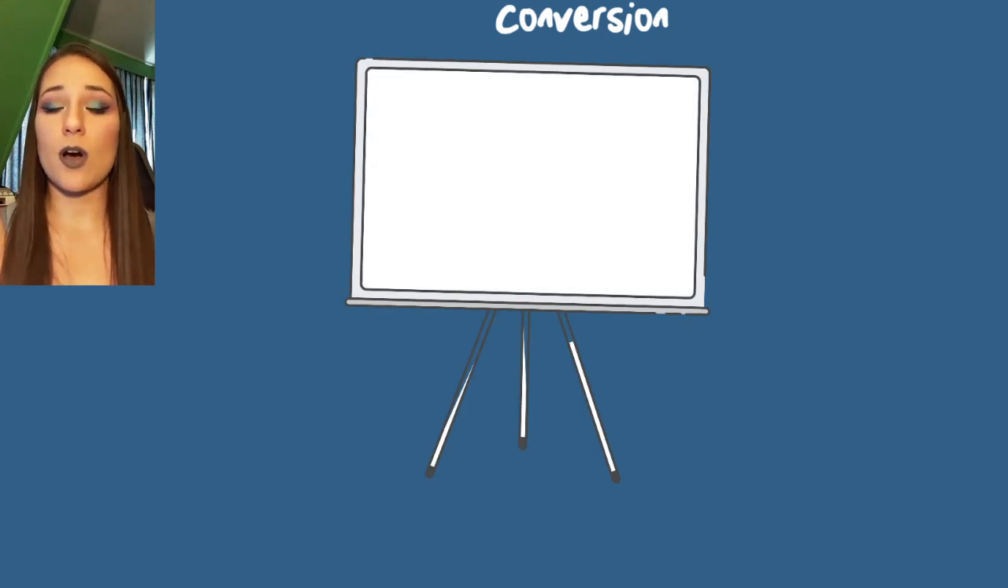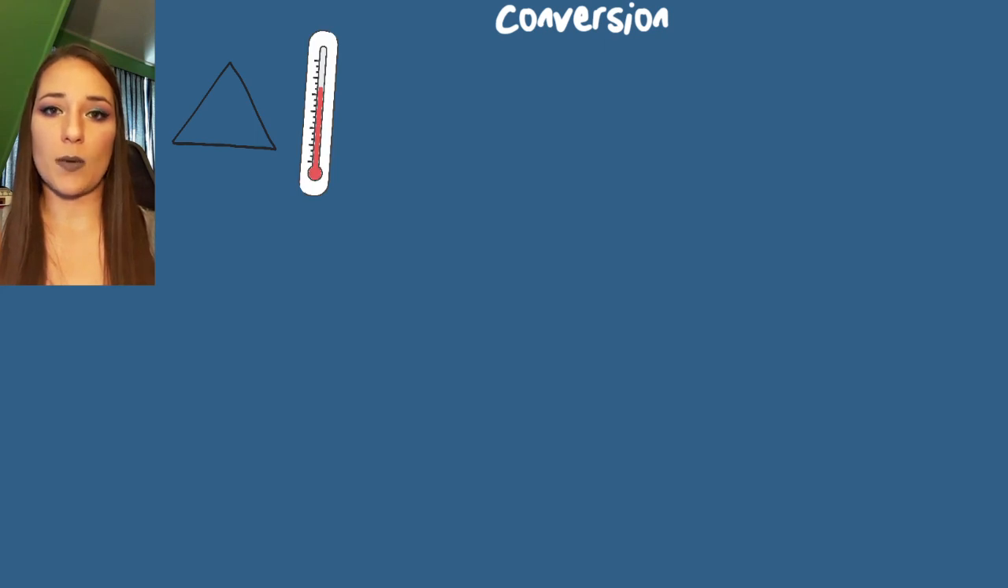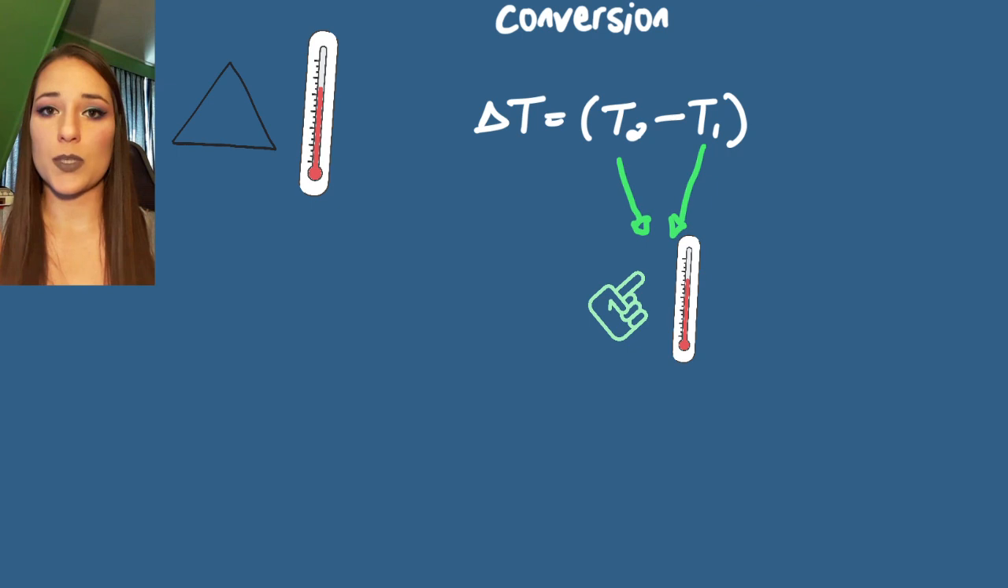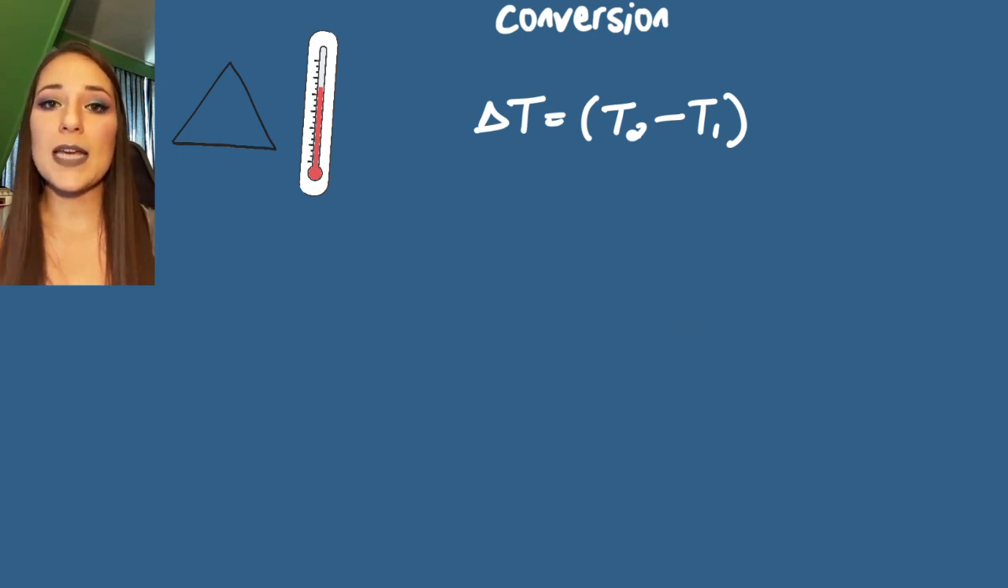So next up, we're going to have a look at the conversion of delta temperatures. A delta temperature is literally what it sounds like. It is the difference between 2 point temperatures, as seen in this equation, and it will always be indicated as such in any type of equation. So let's have a look at this.